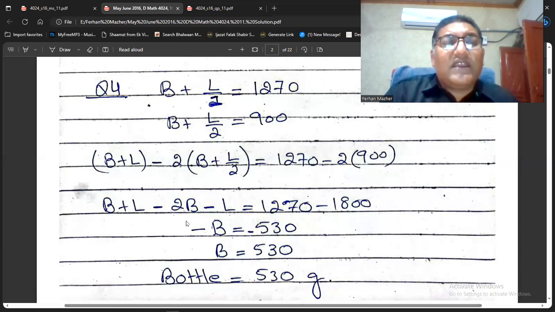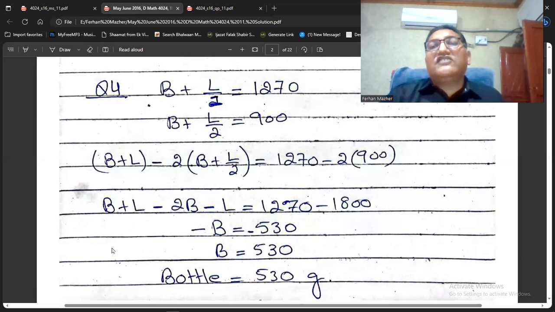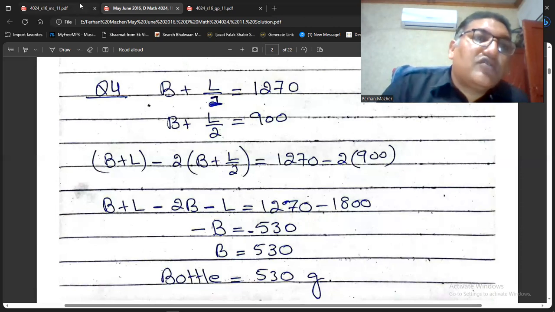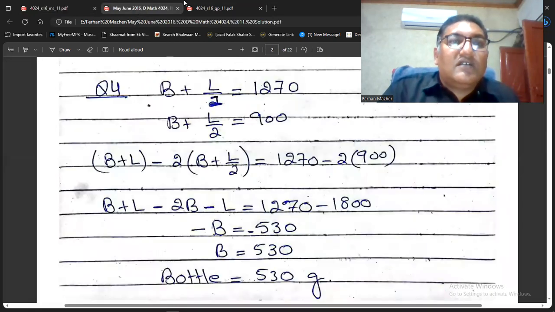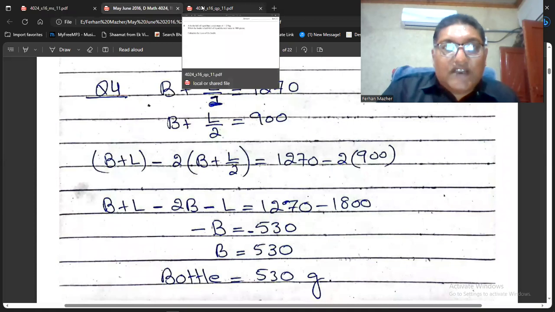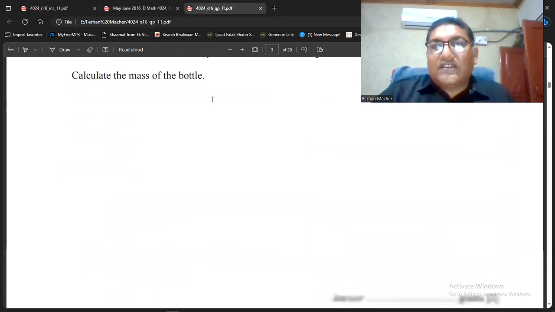So L and L will be cancelled. So you will have minus B equals minus 530. So minus cancels. So B will be 530. So the mass of the bottle is 530 grams, which is the right answer, sir. This is the solution of that question. So, okay, we are going to the next question.